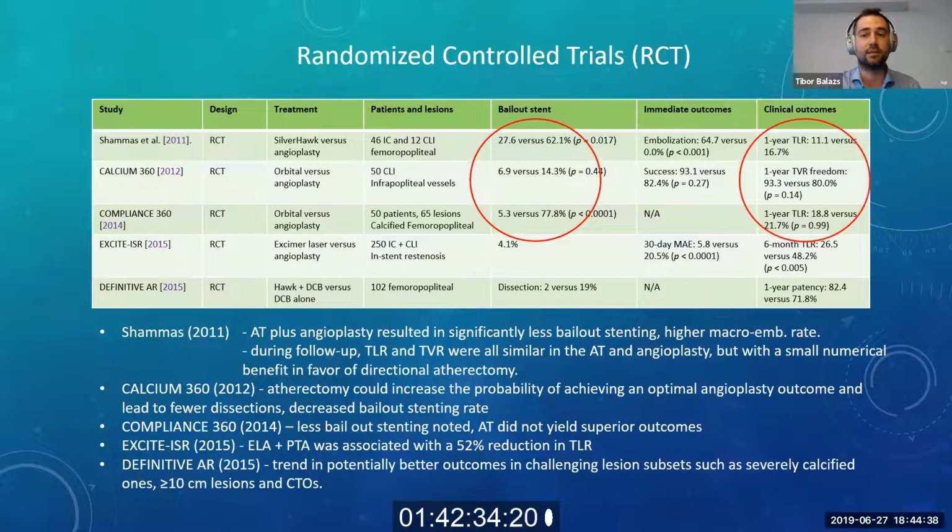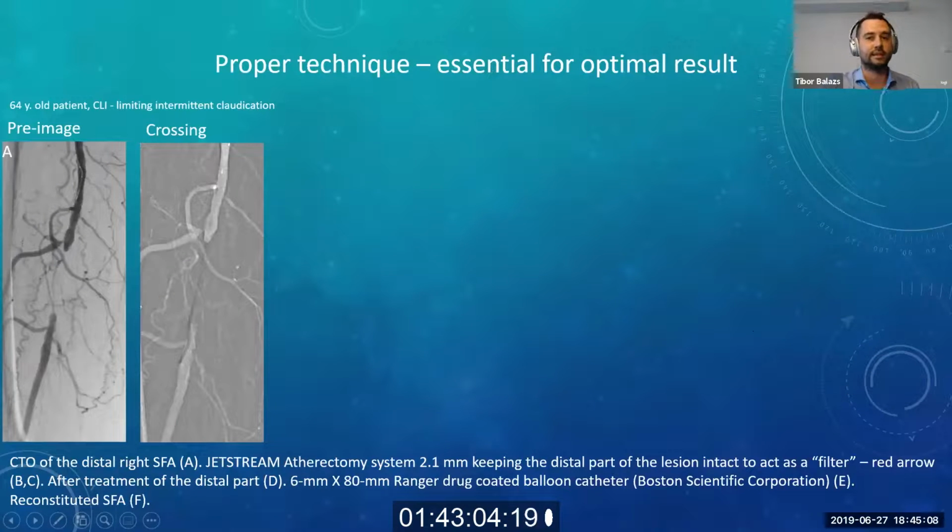On the other side, the 1-year patency is quite similar between both groups. So in order to improve the long-term patency, in the DEFINITIVE LE study, the atherectomy was followed by DCB, with a result of 82% primary patency versus 71% in a PTA group. So there's a trend toward potentially better outcomes in challenging lesions, such as severely calcified lesions, lesions 10 centimeters and longer, and CTOs. Proper technique is essential for optimal result.